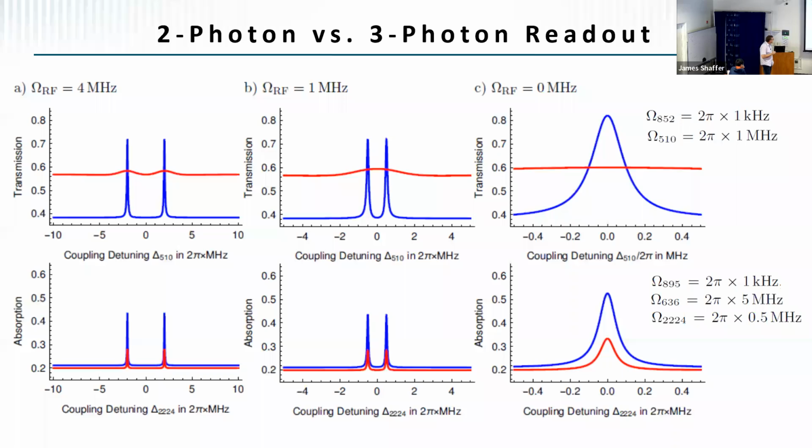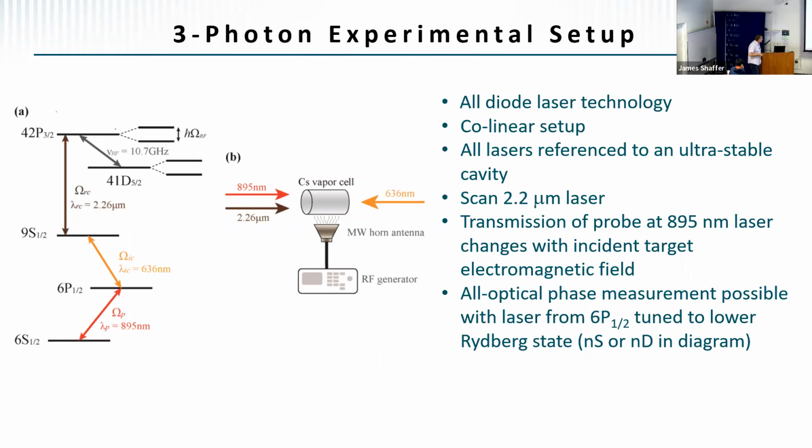So this is the experiment. It's not very complicated. This is a tabletop experiment. This takes place in a regular standard glass vapor cell. And we shoot microwaves at it and then put the lasers in the configuration that I told you about.